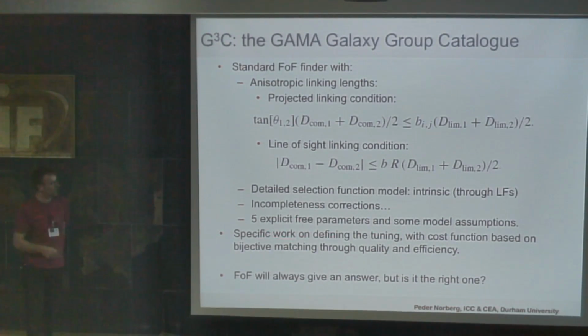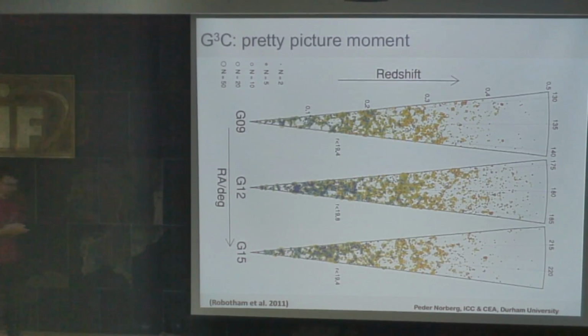And then we've done some work on defining and tuning the cost function, which is based on bijective matching through quality and efficiency. That is a way of saying what we think is a better function. The nice thing with FOF is that it always gives you an answer. You run it, you get an answer. Great. But is that the right one? How do you know? If you only have observational data, you need to figure out how to deal with that. So that's where your mock comes in.